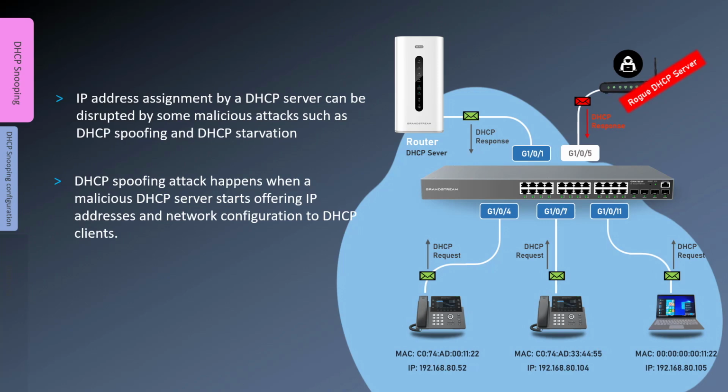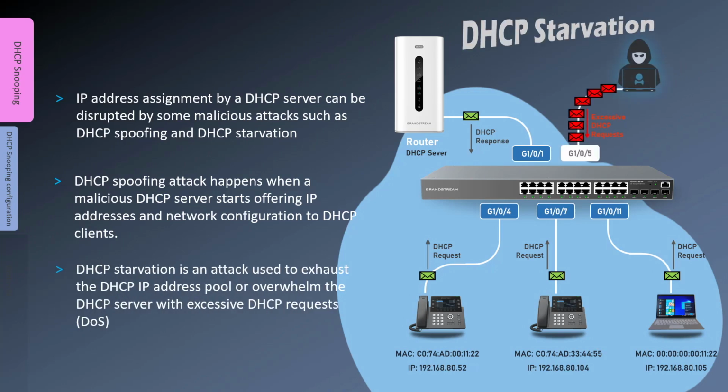Another type of attack is DHCP starvation. It happens when a malicious host floods the DHCP server with excessive DHCP requests that have fake MAC addresses. The purpose of this attack is to consume all the IP addresses in a DHCP pool or overwhelm the DHCP server with excessive requests. This makes legitimate clients unable to obtain an IP address and connect to the network.